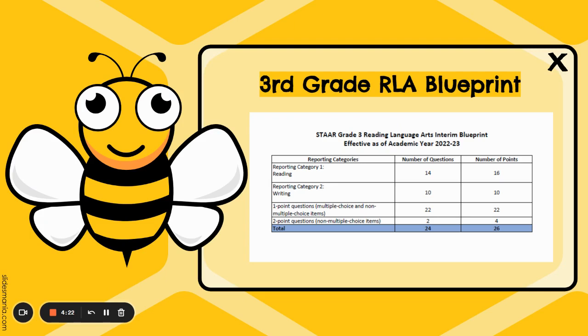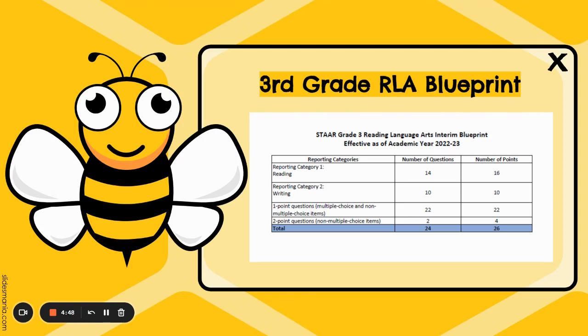When I was looking through the different blueprints, it looked like 24 is the low end. Of course, third grade's the first year they take STAAR, but middle school had about 28 questions, and then high school had about 30 to 34. And math was similar. So this isn't a super, super long test. It's about half of a STAAR test, I guess.